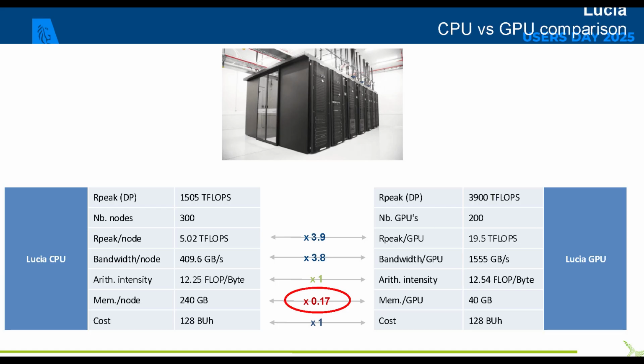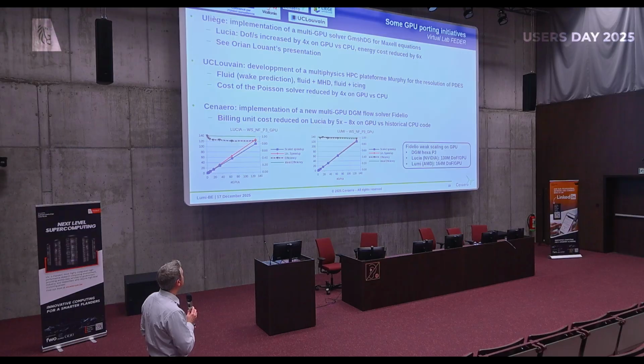What is the difficulty or the change of paradigm between CPU and GPU? Well, if you compare a CPU node with one of the GPUs on Lucia, basically your Rpeak increases by a factor of 4, your bandwidth increases by a factor of 4, so your arithmetic intensity is basically preserved, but you have way less memory available per node. So this is really the key. If you like implicit methods in CFD, for instance, it's very hard to live with that. You probably have to go back to explicit methods.